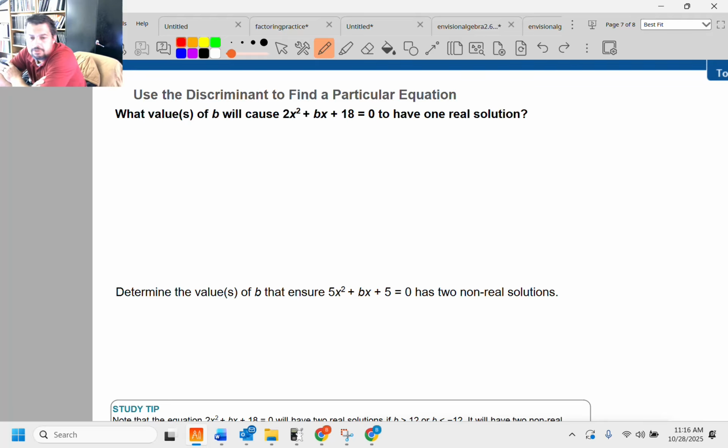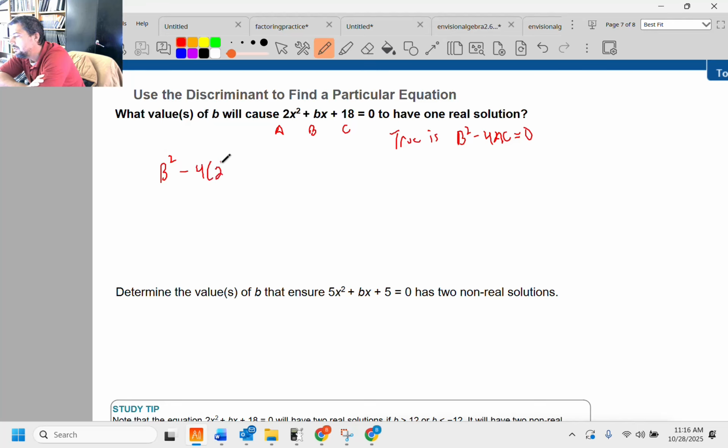What values of b will cause 2x squared plus bx plus 18 equals 0 to have one solution? This is true if b squared minus 4ac is equal to 0. That is the situation, that we equal 0. So let's just plug in a, b, and c. Oddly enough, b is b, so we're leaving b as b. B squared minus 4 times a, which is 2, times c, which is 18, must equal 0.